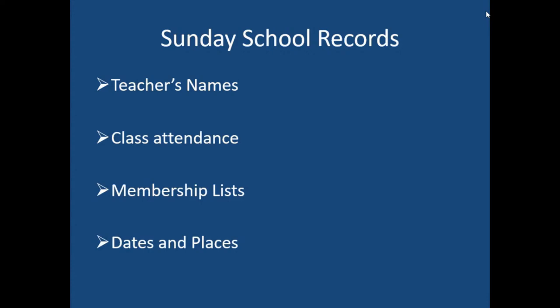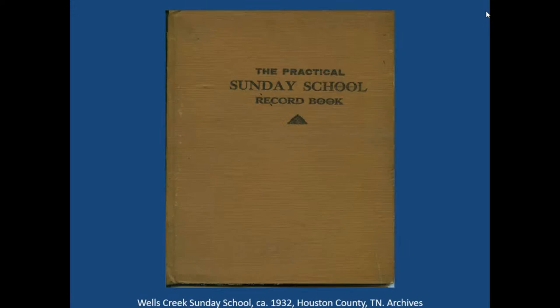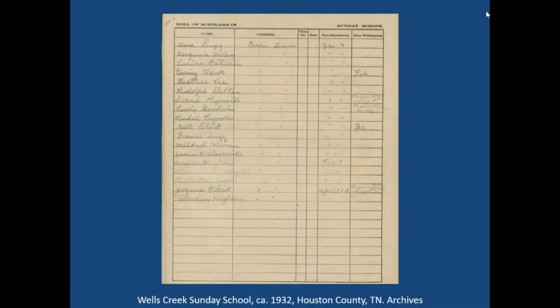This is a Wells Creek Sunday School book from 1932. This was donated to our archives, and it has some fantastic information in it. It has the name of the Sunday school student, their address, the date they enrolled, and the date that they withdrew from the class.